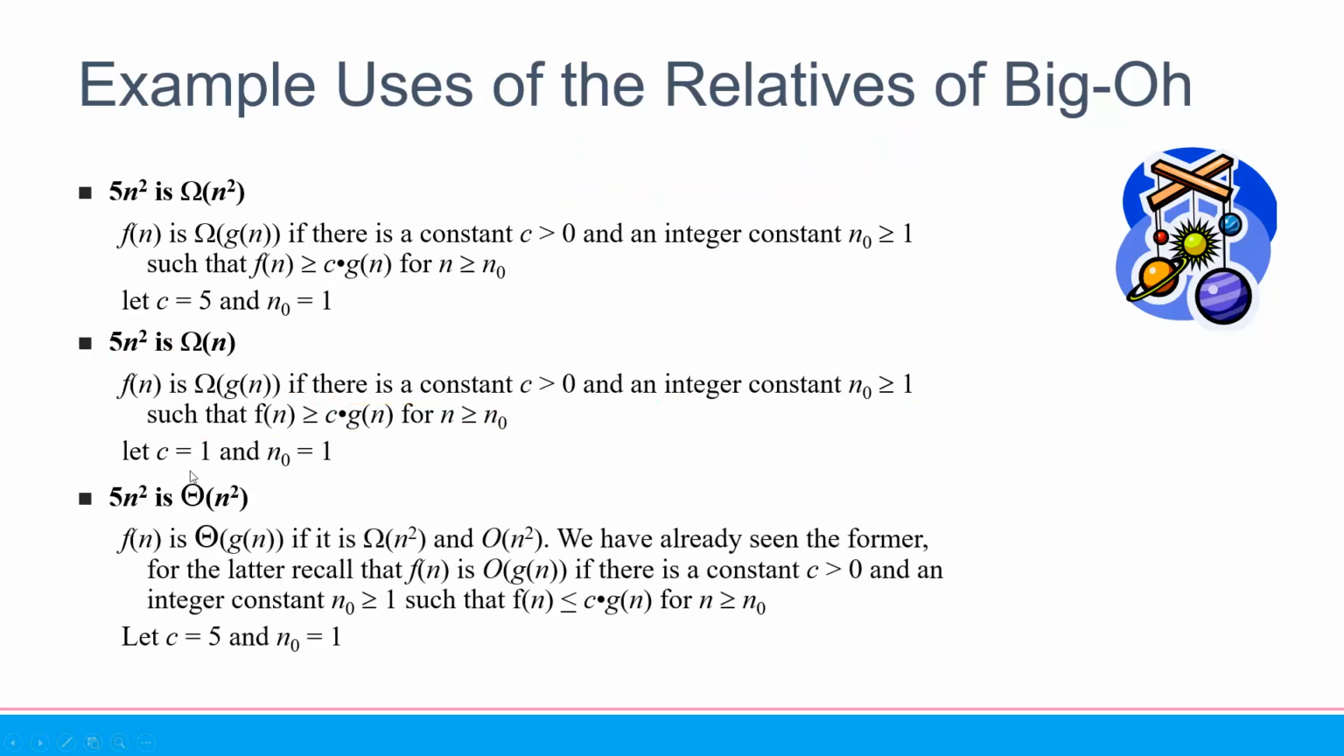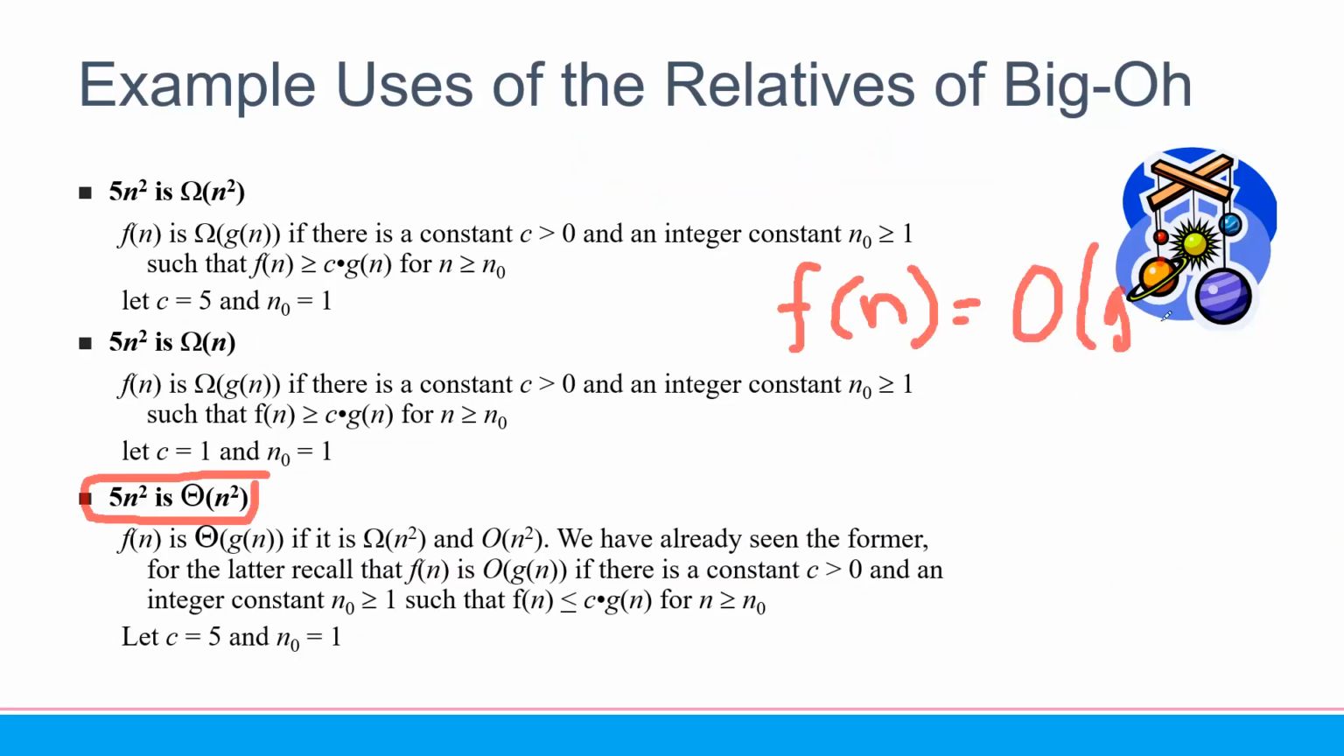What about this? Of course, it is true because we want to have the equal function, f(n) equal to big O of g(n). Because it is equal, then we can say it is true. So in this case, this is true, and this is true.